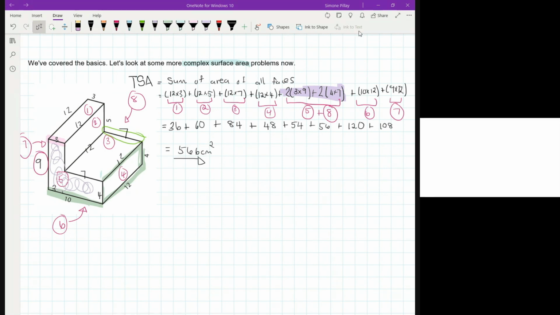Are you sure that's a 2? Sorry, ma'am, I can't see. Sorry. I was like, cool, that's okay. It's a new name. 566 chickens. Unfortunately not. It's just centimeters squared.